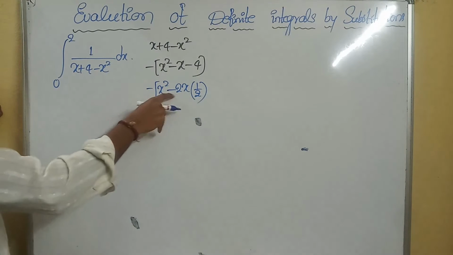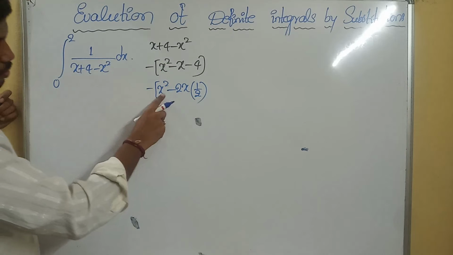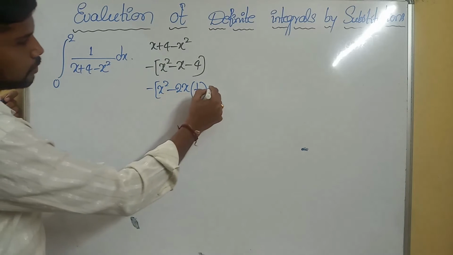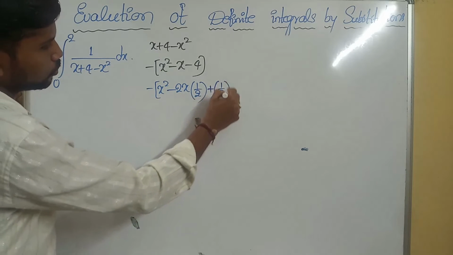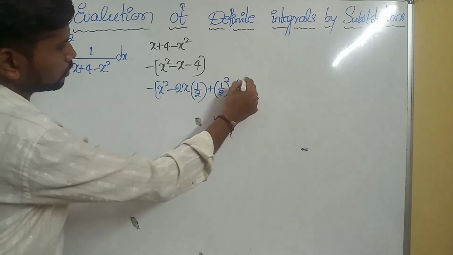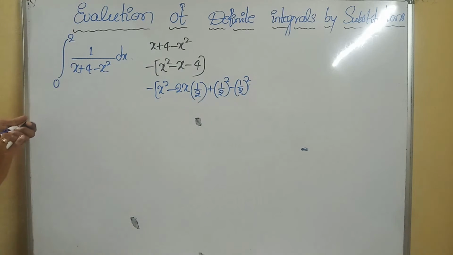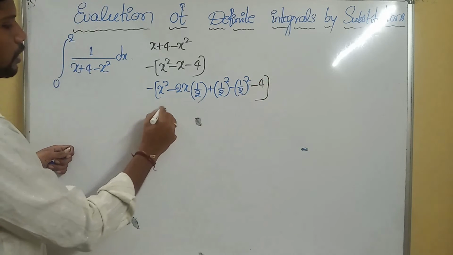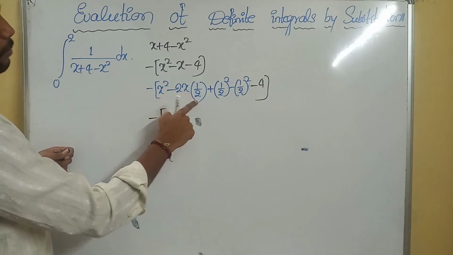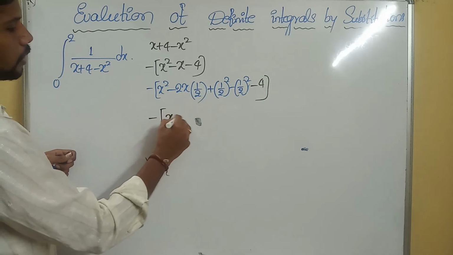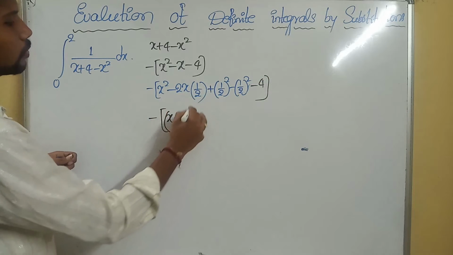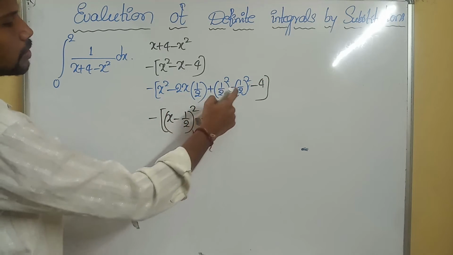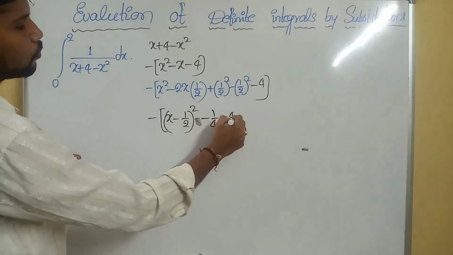Getting my point? 2 to cancel, again I got the value a square minus 2ab. What is the b value? 1 by 2. Adding 1 by 2 square, subtracting 1 by 2 square, the minus 4 value as it is, no change in that. Getting my point? It will be a square minus 2ab plus b square. It will be x minus 1 by 2 whole square. It will be minus 1 by 4 minus 4 it is.